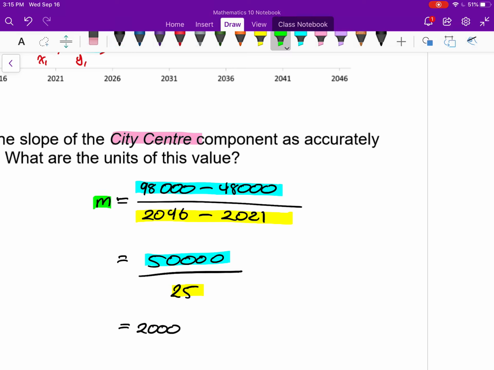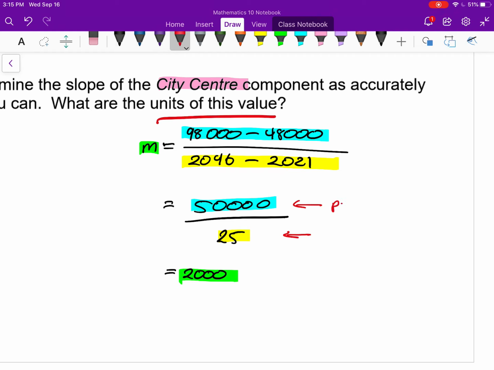So what does this 2,000 mean? What are the units of this number? If we know what the units of this 2,000 are, then we probably know what this number means. Slope is 2,000. Well, let's look at the units, and to know the units, let's look at my fraction right here. That 50,000 was 50,000 people. My y-axis was people. What was 25? That was years. That was what the x-axis was. So this is 2,000 people per year.